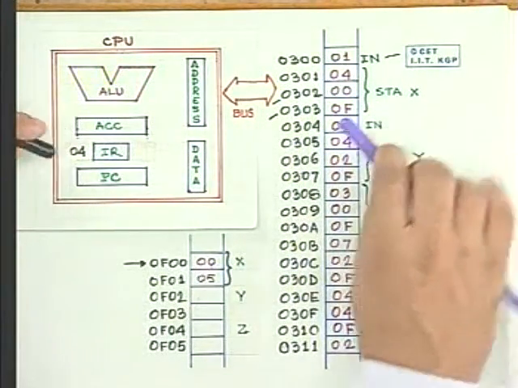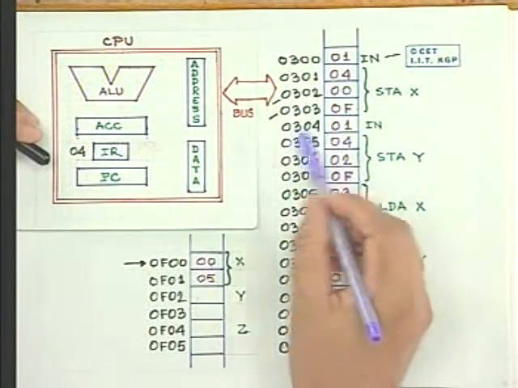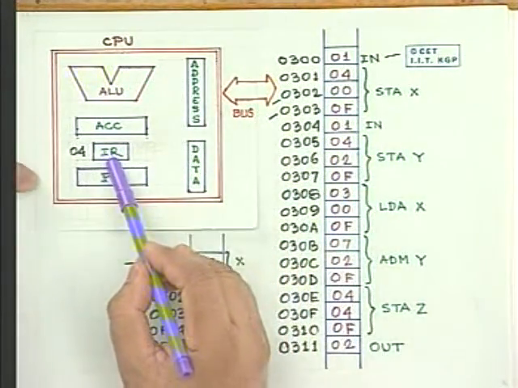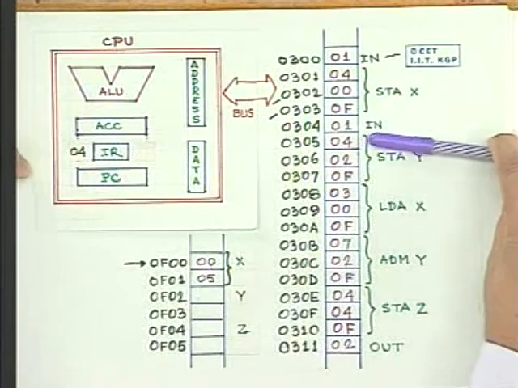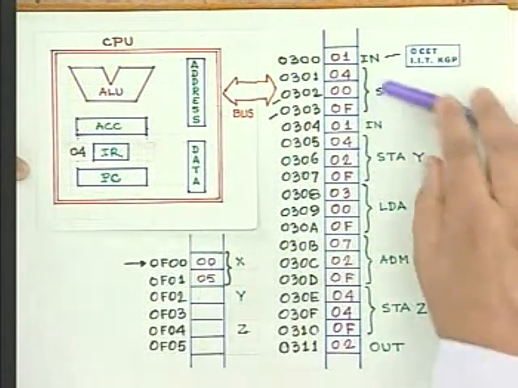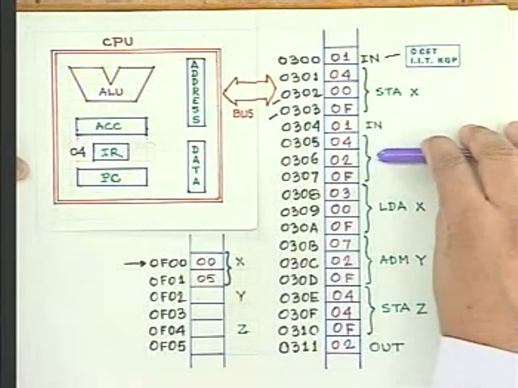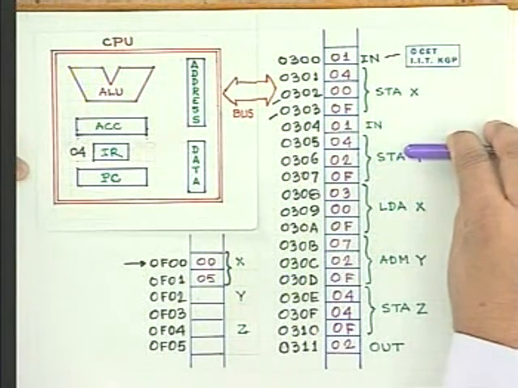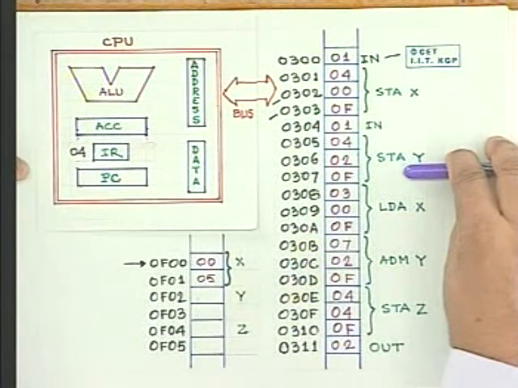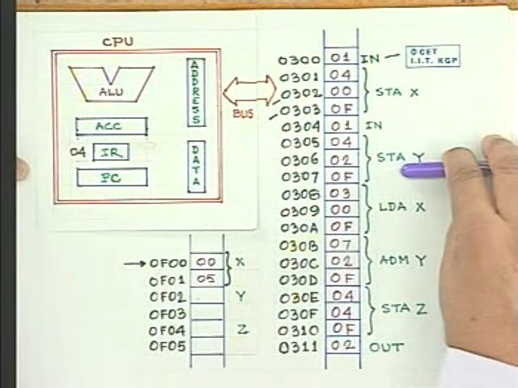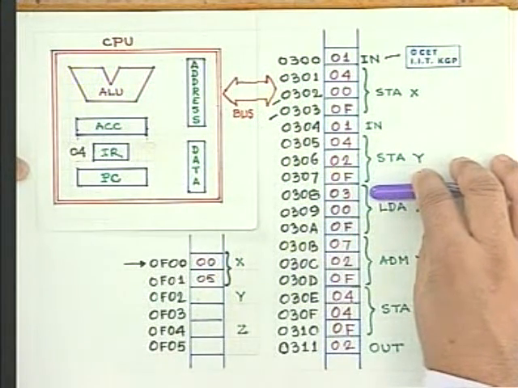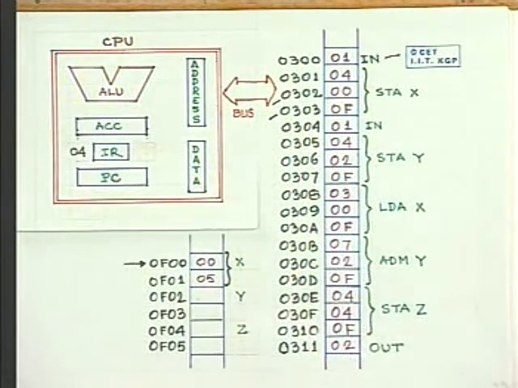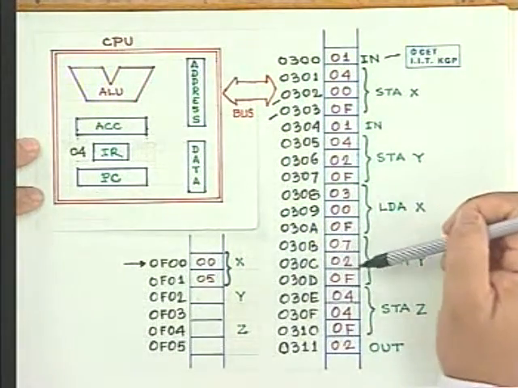Then the content of this program counter, 04, will be fetched into the instruction register, which will now be decoded, and it means that it's a store accumulator instruction once more. The address will be obtained from the next two memory locations, which will be pointed to by the program counter one after the other, right? And at the end of this instruction, the program counter will automatically be pointing to the next instruction, which is the load accumulator X instruction. This way the instructions will be executed one after the other.